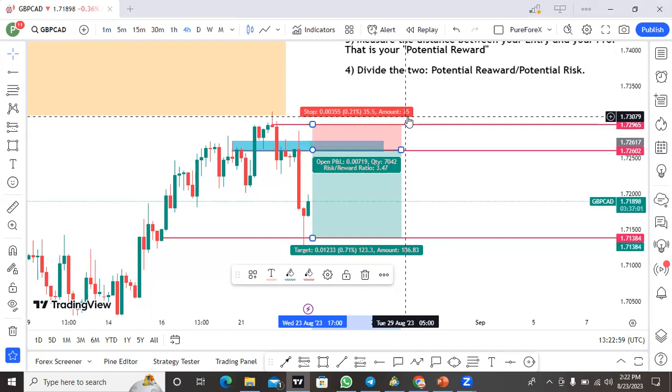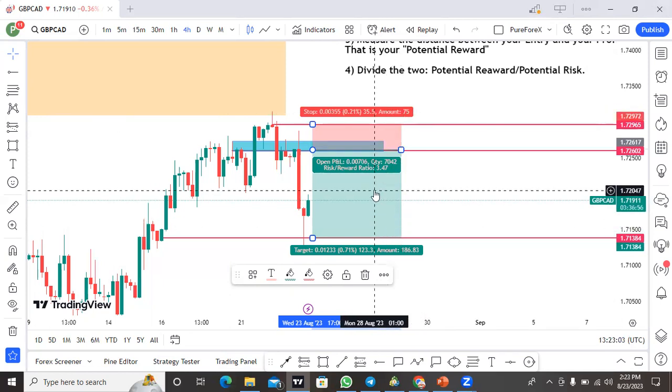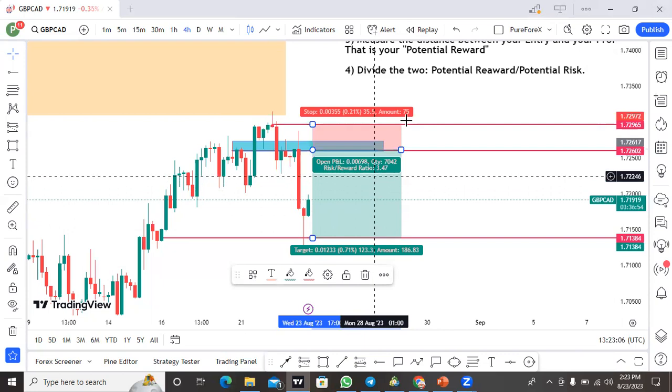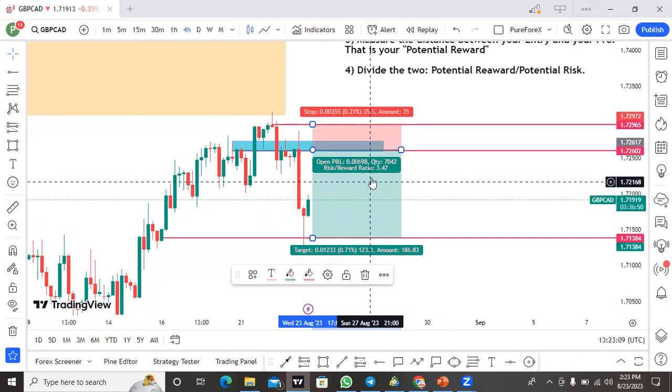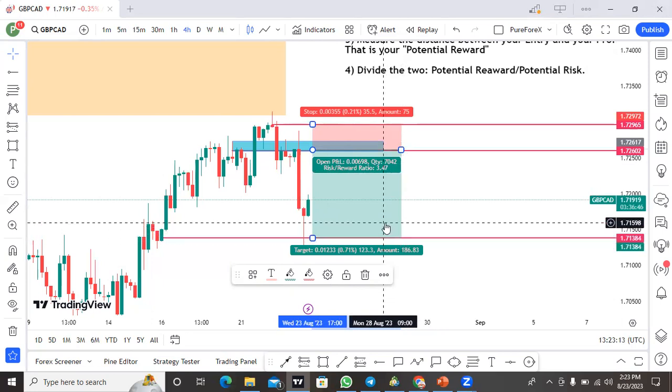And what is my potential reward? My potential reward is $186, guys. So this means that we are risking $75 to gain $186 if the market goes in our favor, which means we are getting ×3 of the amount we are risking. We are getting ×3 of the $75 I am risking. This is what we mean by risk to reward ratio.